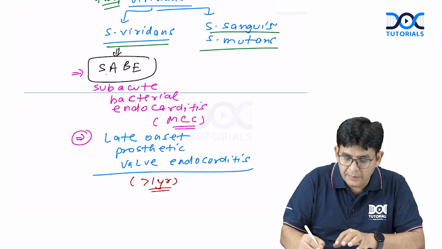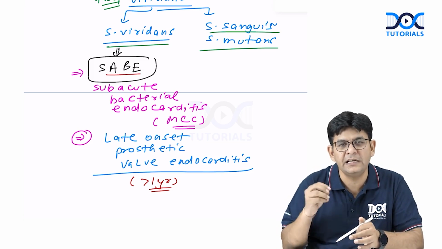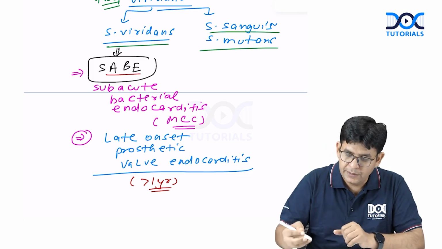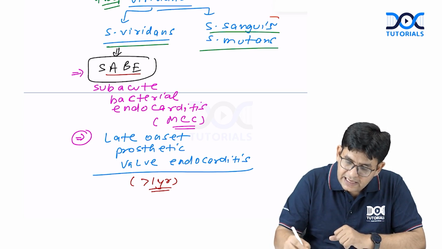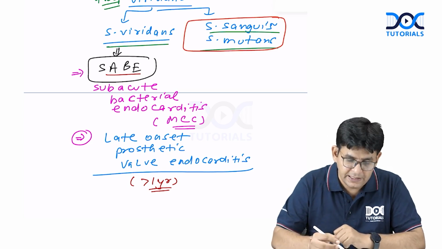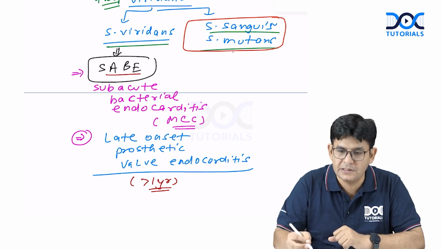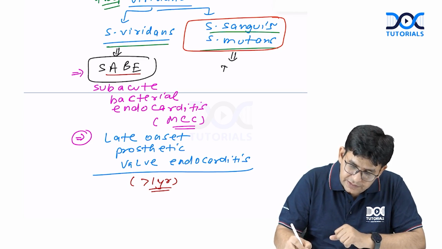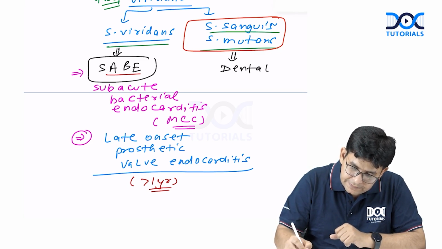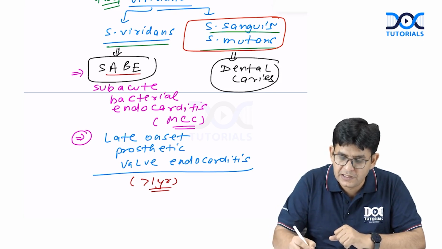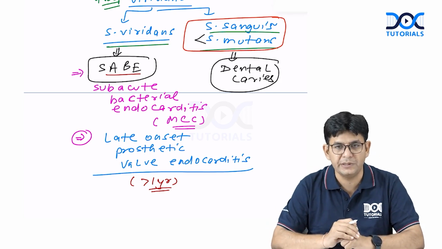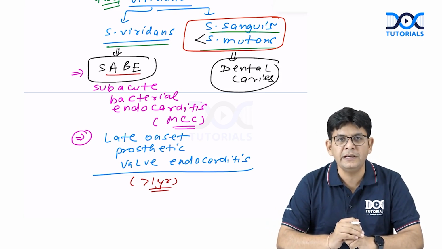And what about ABE, acute bacterial endocarditis? That is caused by Staph aureus. Okay. And regarding sanguis and mutans, if somebody asks, this one associates with dental caries. This one associates with what, guys? Dental caries. And if both the options come, then the better answer is mutans, which associates more commonly with dental caries.